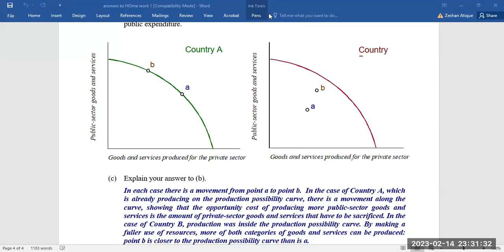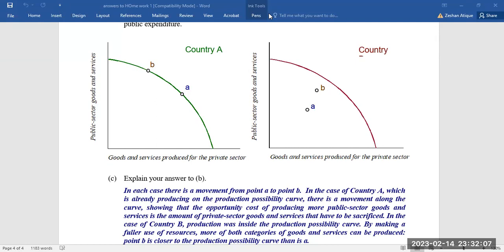Part C asks you to explain what is happening in part B. In each case, there is a movement from point A to point B. In the case of country A, which is already producing on the production possibility curve, there is a movement along the curve, showing the opportunity cost of producing more public goods and services: the amount of private sector goods and services that have to be sacrificed. In the case of country B, the production was inside the production possibility curve. By making fuller use of resources, more of both categories of goods and services can be produced.